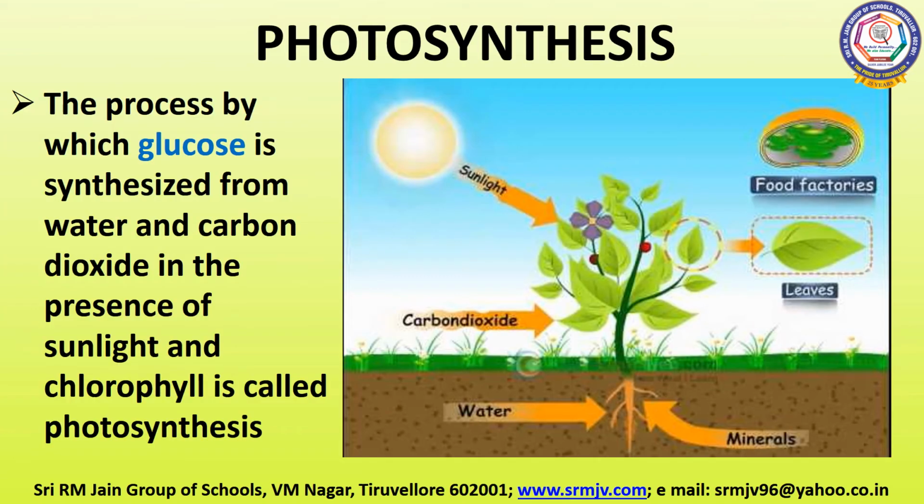Now let us define photosynthesis. The process by which glucose is synthesized from water and carbon dioxide in the presence of sunlight and chlorophyll is called photosynthesis. Look at this picture, children.